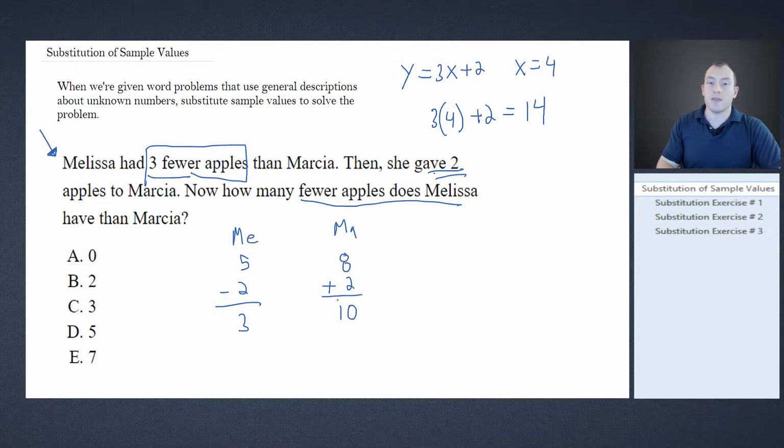So if we did this approach, now what kind of a difference do we have? That's right, 10 minus 3 is 7. So the answer is actually E, it's 7. Using substitution using sample values, we can take complex problems and simplify them so we can solve them quickly and easily. Let's go through a couple more examples.